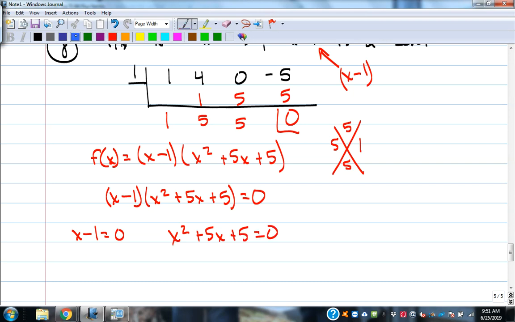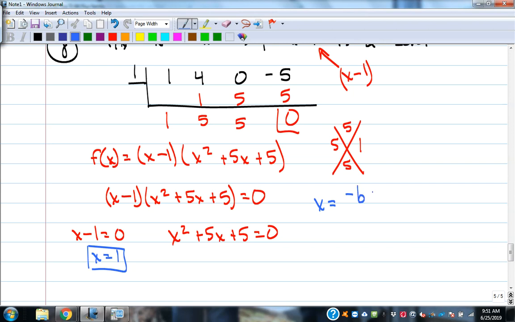Okay. Well, this one is the easy one. We already knew that one, x equals 1. This one is not quite as easy because it doesn't factor. So we've got to do it a different way. How do we do a trinomial if it won't factor? We use that quadratic formula.